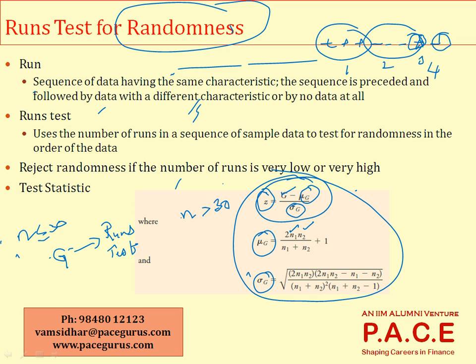But if my Z value lies outside the critical values minus 1.96 to plus 1.96, I have to reject the null hypothesis and I have to conclude that my data is not random in nature.